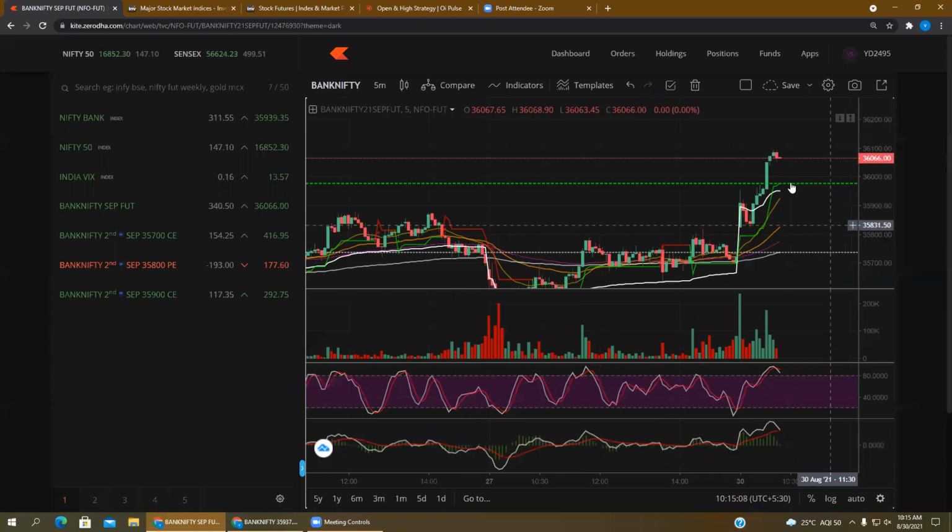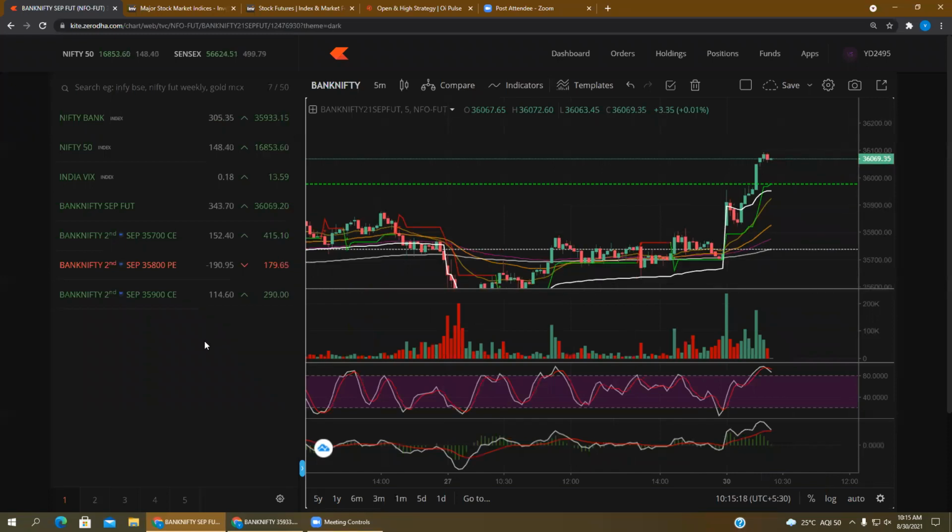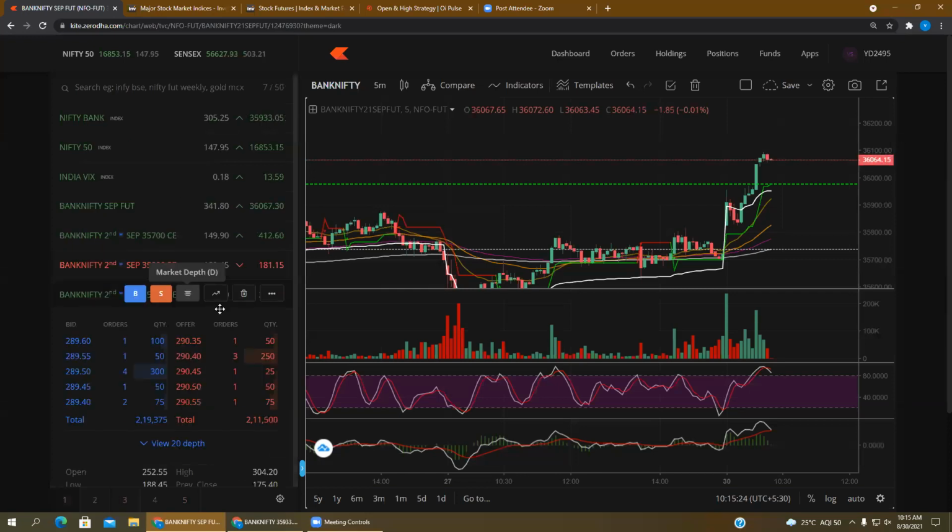Okay, this green line is the super trend line. This is the line for super trend. And this white line, this is the 200 moving average. The way Bank Nifty is moving, I think it's going to be a Bank Nifty day. Today looks like a Bank Nifty day.